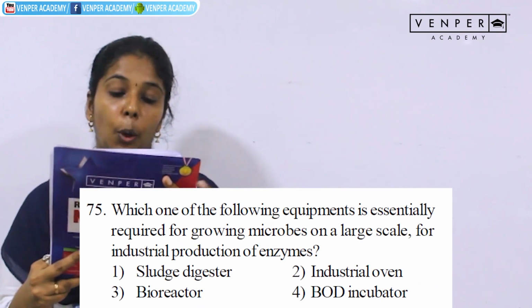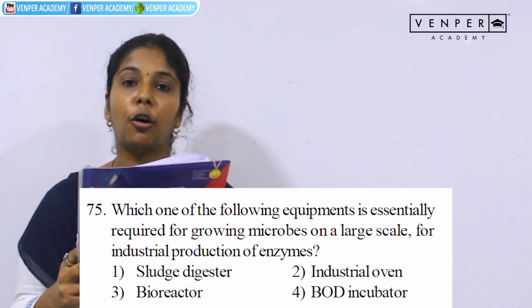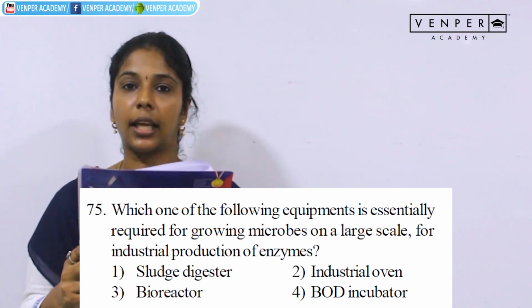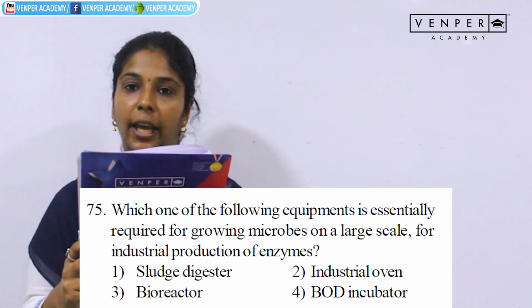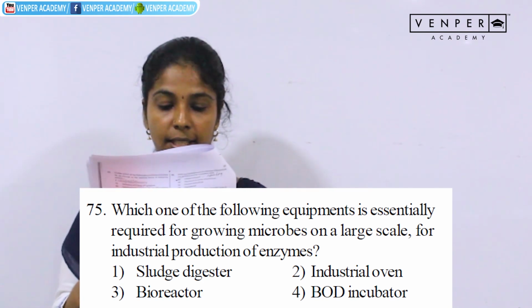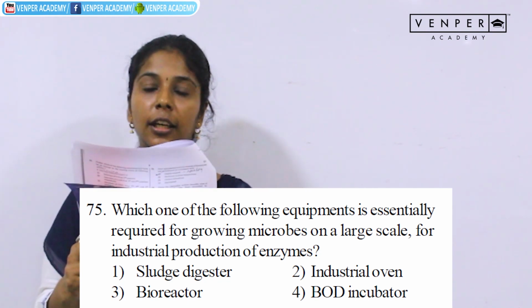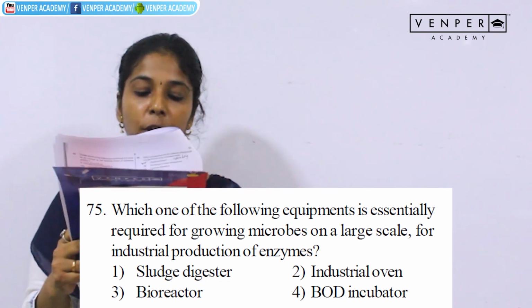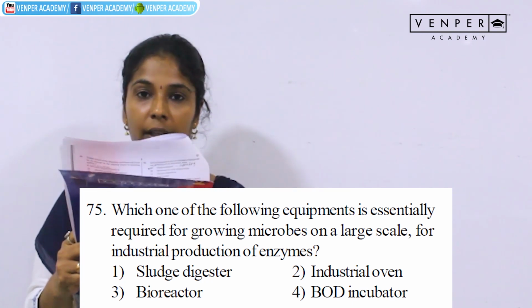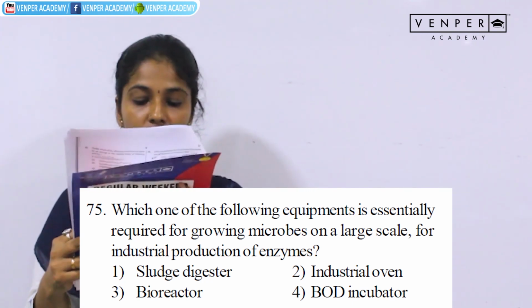Question 75. Which one of the following equipments is essentially required for growing microbes on a large scale for industrial production of enzymes? The options are option 1, sludge digester, option 2, industrial oven, option 3, bioreactor and option 4, BOD incubator. The answer is option 3, bioreactor.